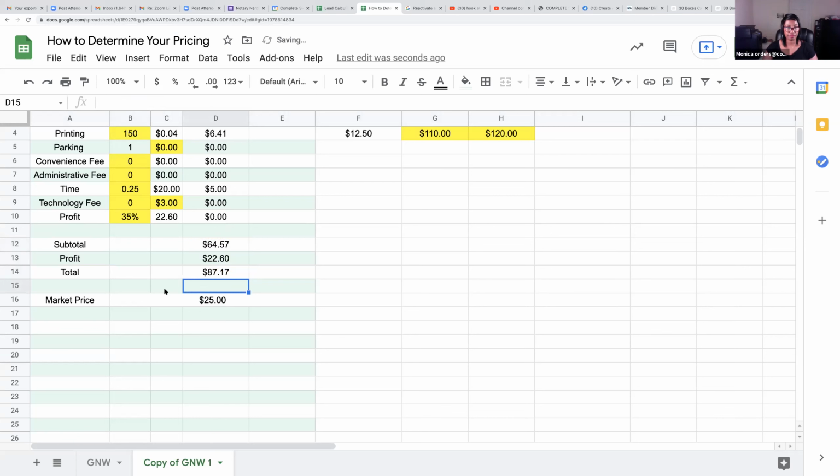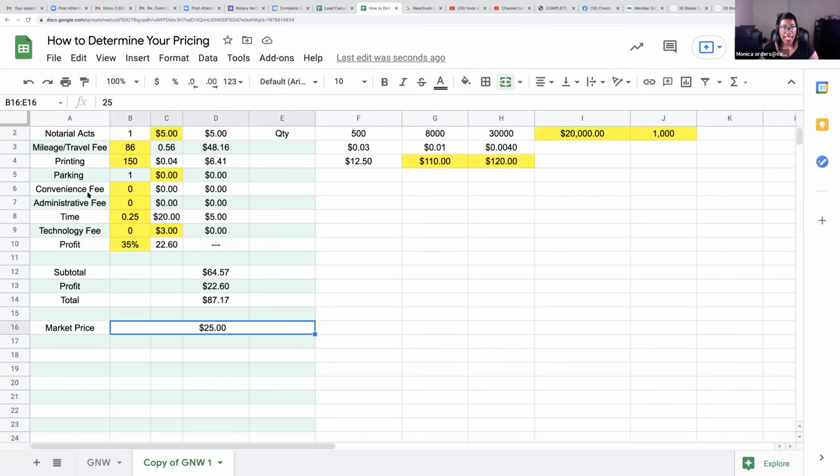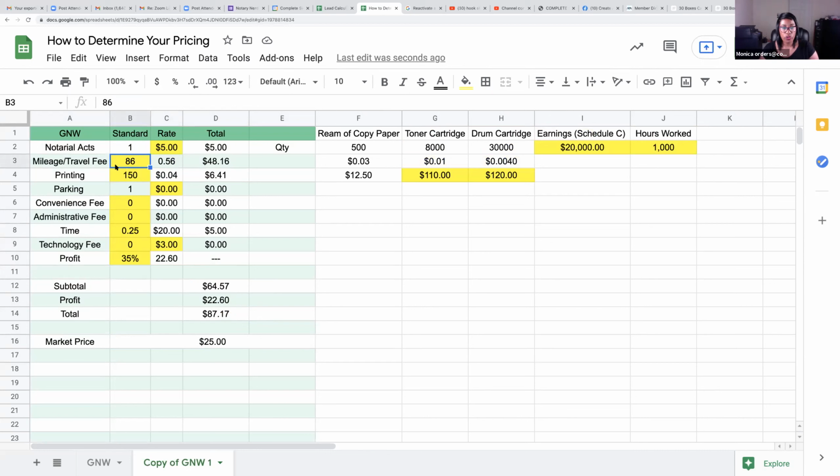Didn't like that circular reference. Okay. So these are the inputs. Did I input that? No, we'll leave that empty. All right, so I have a total now for one general notary work job of $87.17 when somebody can get it for 25. Now I have travel in there. So that's, I mean, I'm not mad at that, but it's still too high above market.